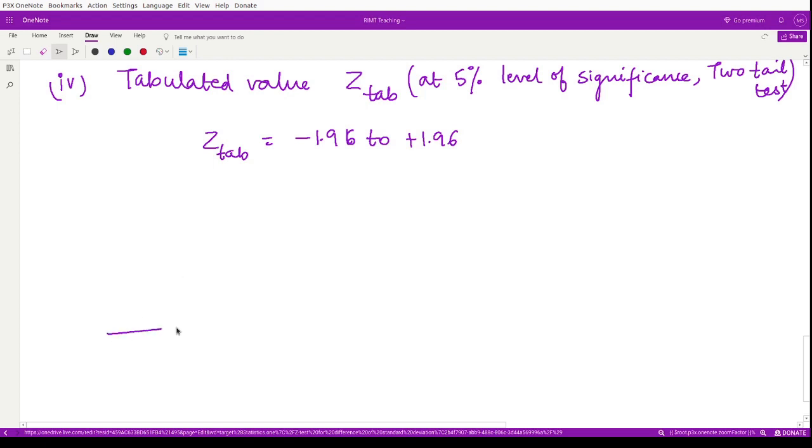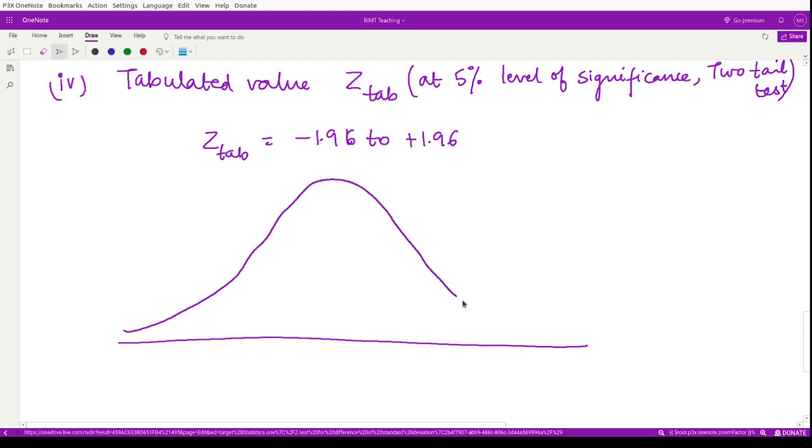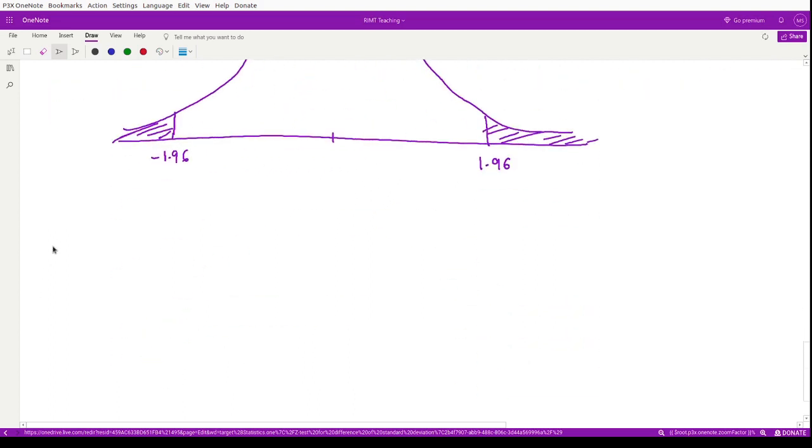So accordingly we will draw the distribution here with the straight lines. Here the critical values start on the positive side at plus 1.96 and on the negative side at minus 1.96. So this is your critical region here. Now, in the fifth step, let's compare the values.